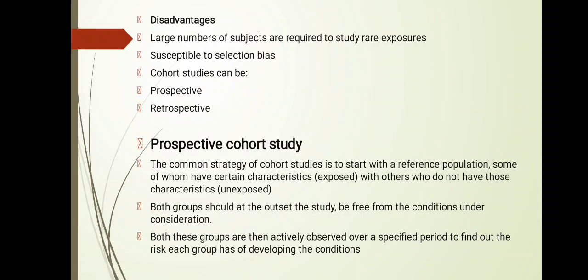Cohort studies can be prospective and retrospective. A common characteristic of cohort studies is to start off with a reference population, some who have certain characteristics, exposed, and others who do not have these characteristics, unexposed. Both groups should, at the outset of the study, be free from the condition under consideration. Both these groups are then actively observed over a specified period to find out the risk each group has of developing the condition.